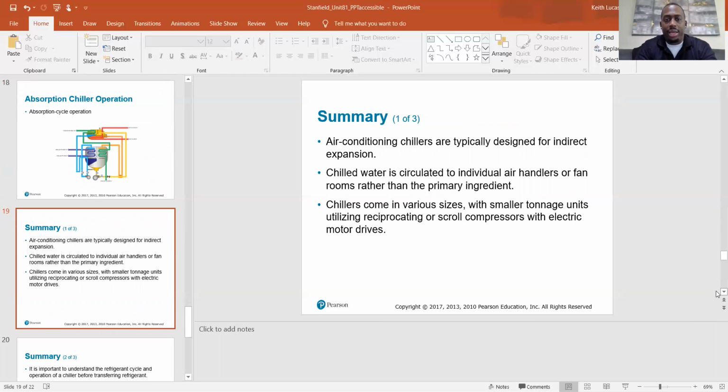So in summary, air conditioning chillers are typically designed for indirect expansion. Chilled water is circulated to individual air handlers or fan rooms rather than the primary ingredient. Chillers come in various sizes with smaller tonnage units utilizing reciprocating and scroll compressors with electric motor drives.